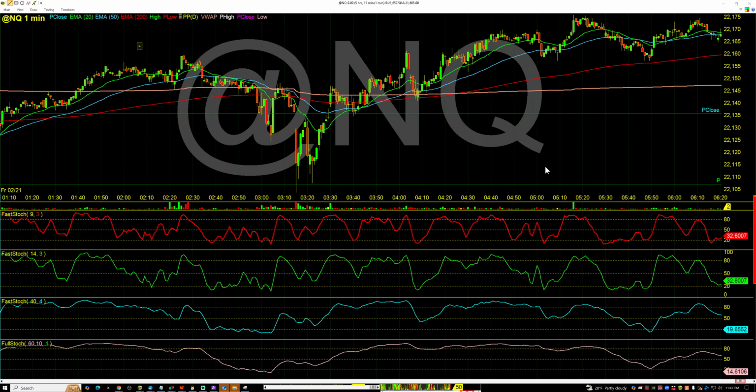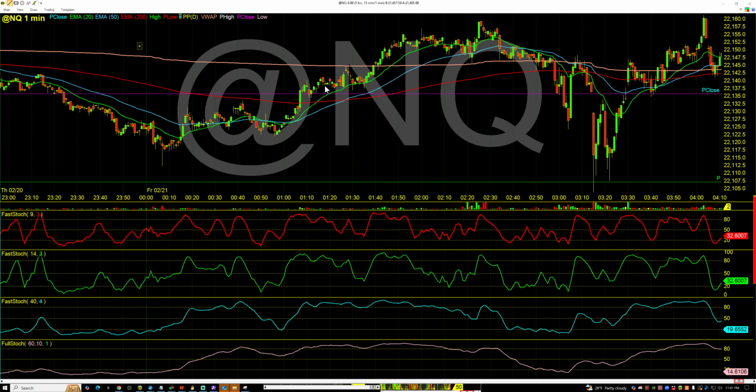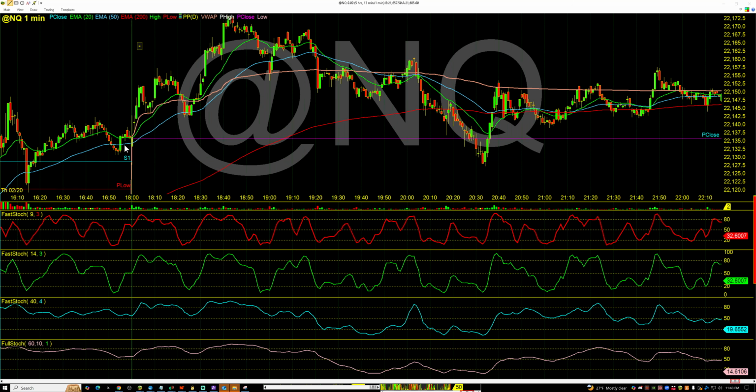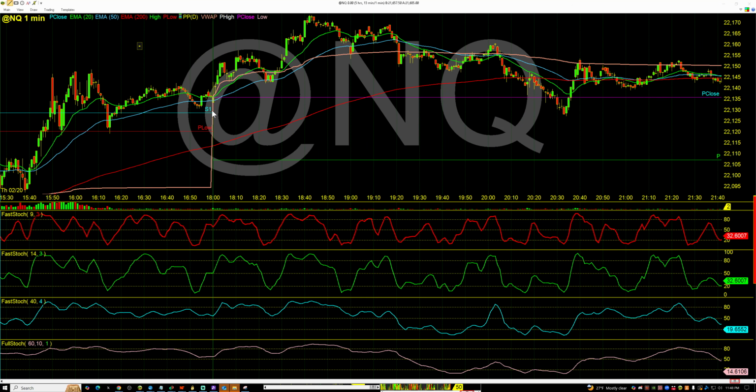All right, so here's our salmon color line, and this is our VWAP line. Let me get this up for you. I'll explain a little bit more. All right, the VWAP starts fresh each day, so you can see actually how it reset here at around 6 o'clock.